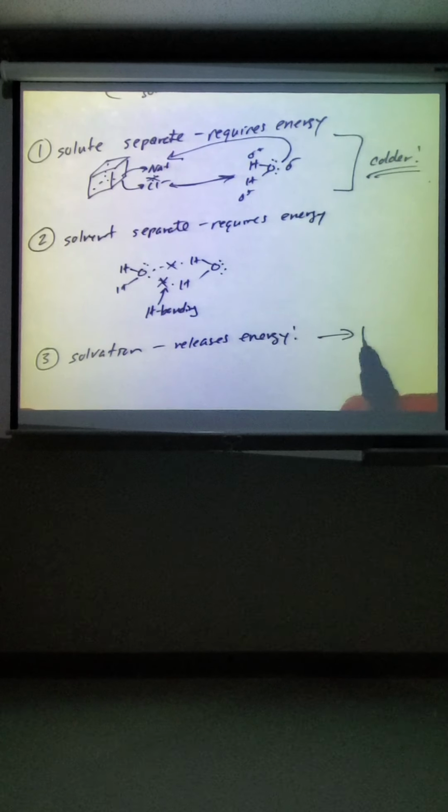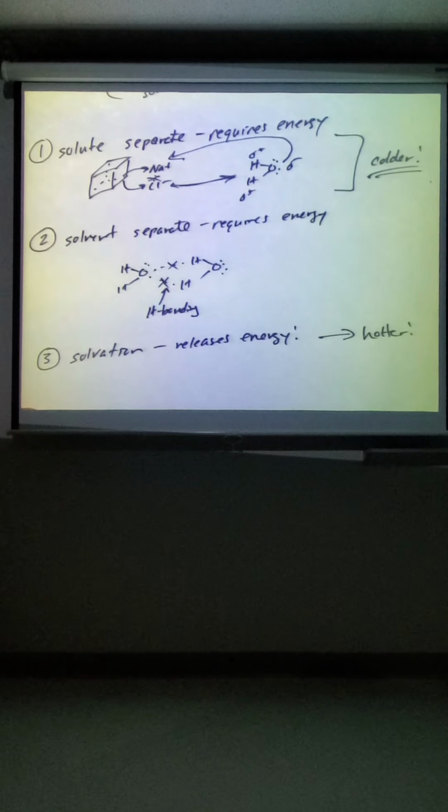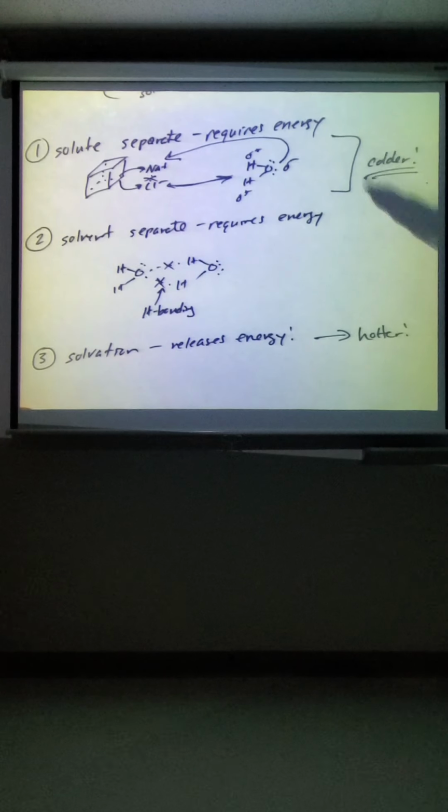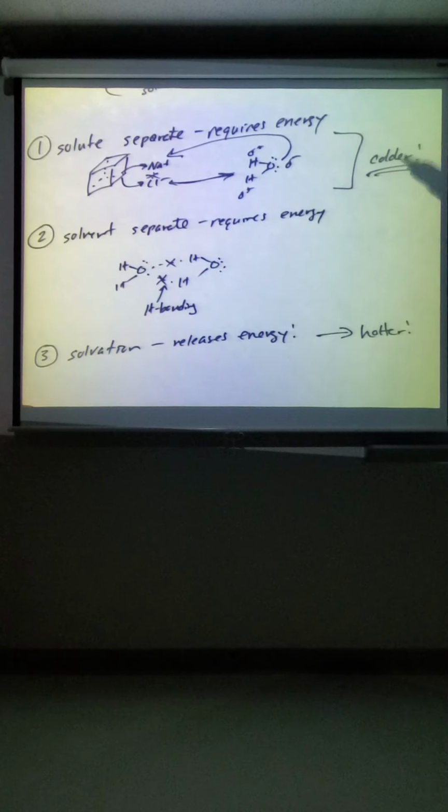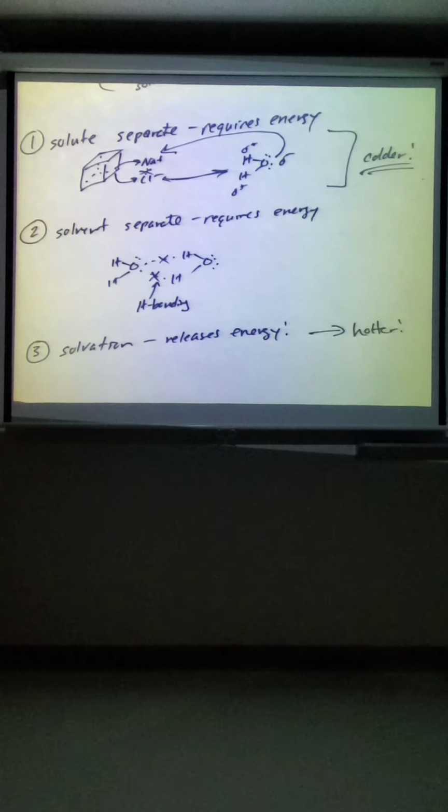So in this case, we're going to get hotter. So there's a trade-off. How much energy is required in the first two steps compared to the last step? If the first two steps require more energy than is ever released, it stays cold. And this is how they make cold packs in those first aid kits.